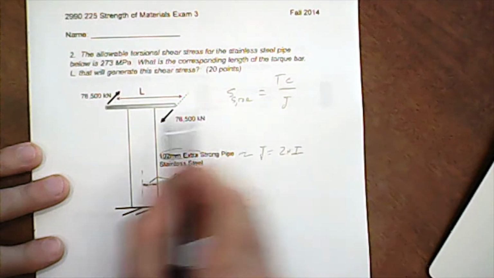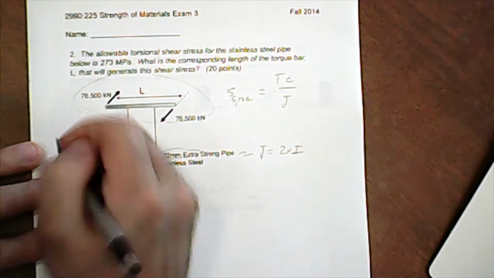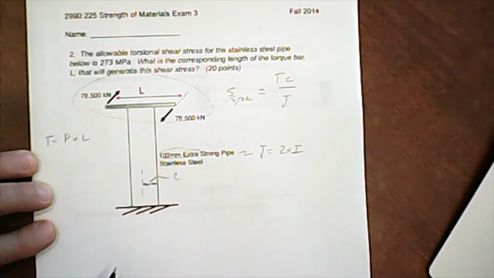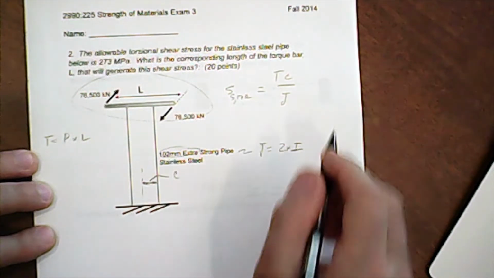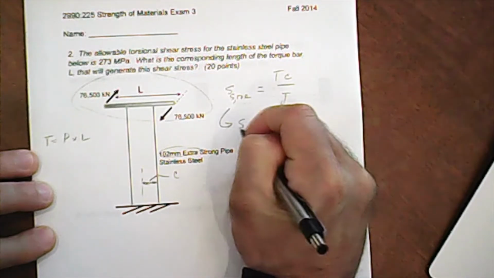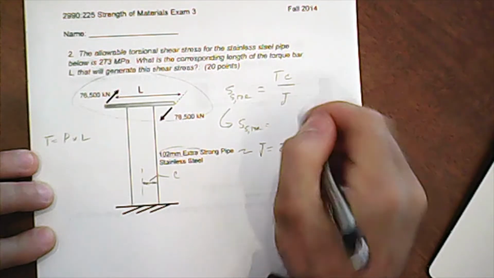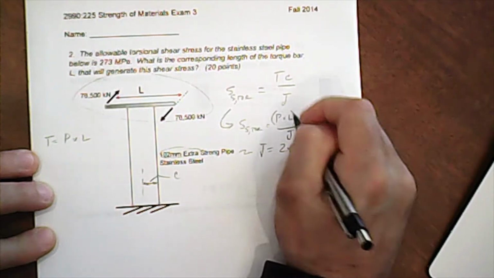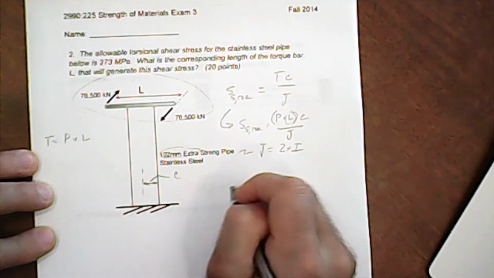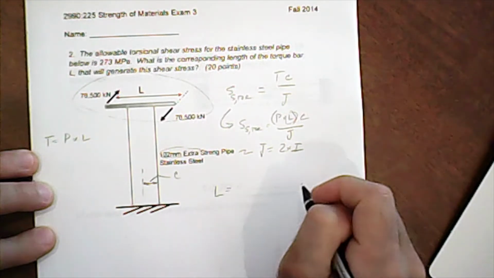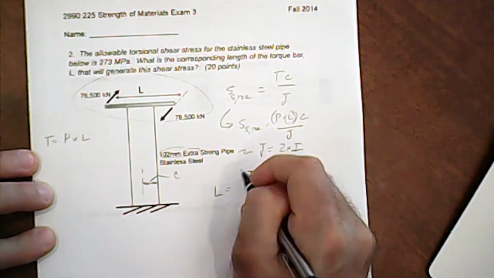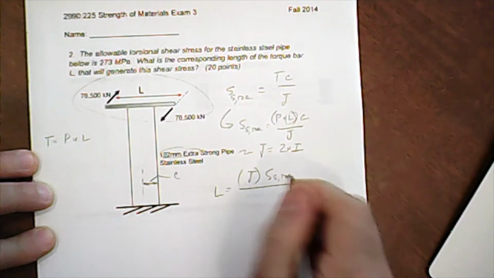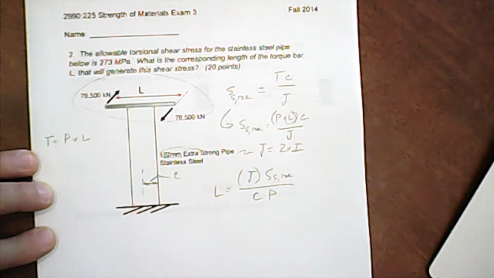And the torsion has to do with this piece up here. You may recall that T equals P times L, where L is what we're going to be solving for. So you could rewrite this equation like this: S sub S torsion equals P times L, instead of the T, times C over J, and then we're solving for L. So ultimately L is going to be equal to J times S sub S torsion divided by C times P. I think that's about right.